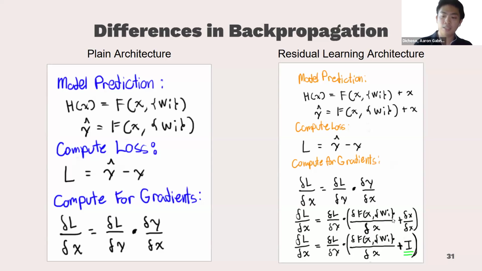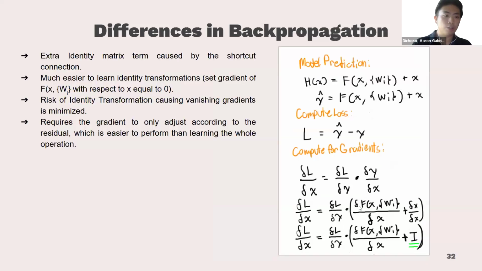And as we see, we actually have an identity term. This is the derivative of x with respect to x, which we know is always just going to be 1, right? I wrote I here because x is a vector, so I is just the representation of 1 in vector form. That means when we're computing gradients in backpropagation, it is much easier to learn identity transformations because it is built in already in the backpropagation process.